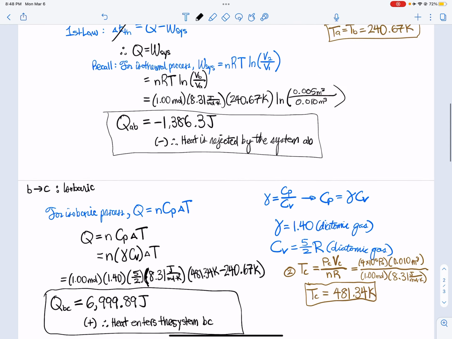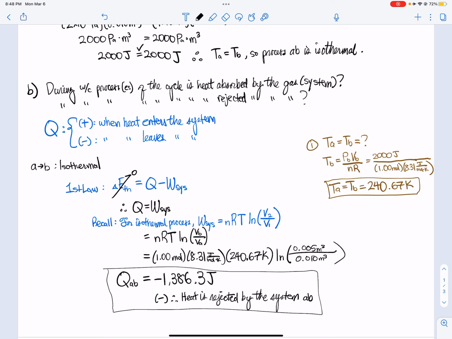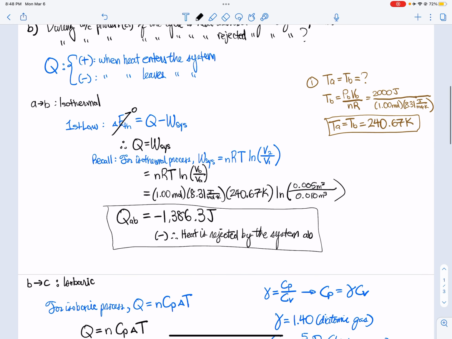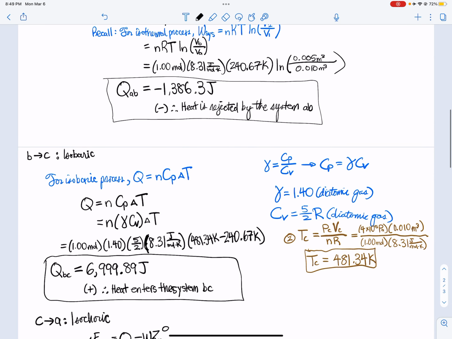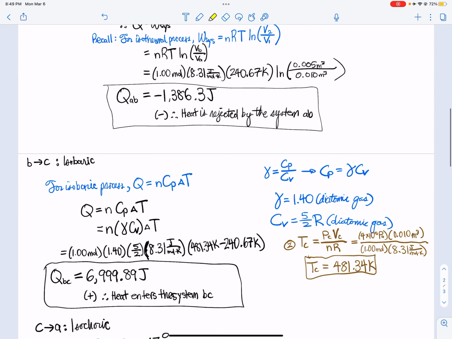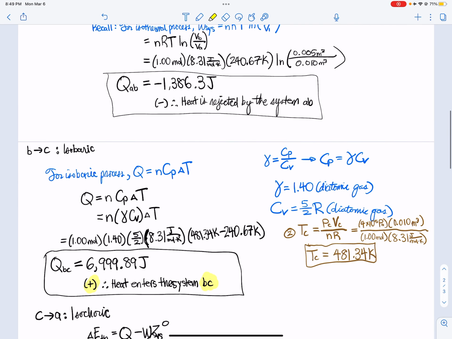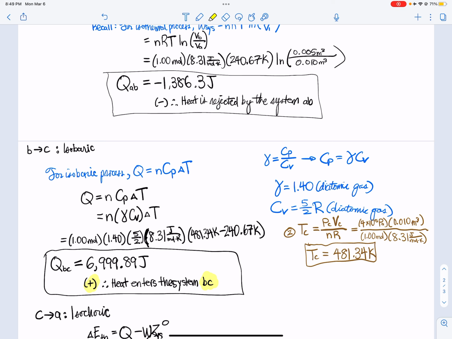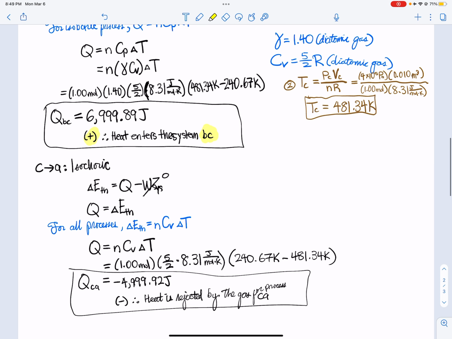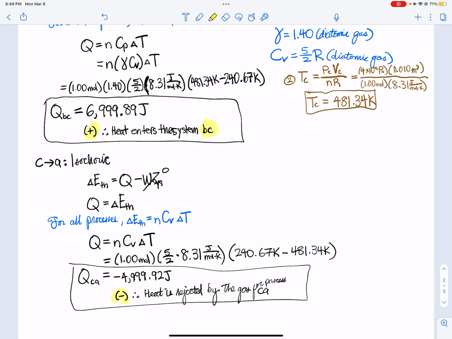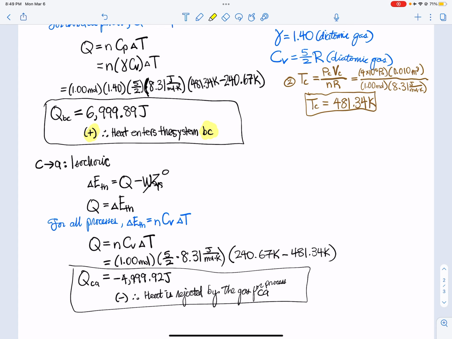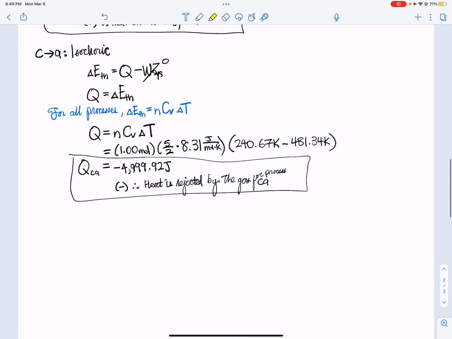So again, to answer the question in part B, during which process of the cycle is heat absorbed by the system, the answer is the heat is absorbed by the system during the process BC, right? Because we have a positive value for our heat transfer. And heat is rejected by the gas or the system in process AB, since we have a negative value, as well as in process CA, because of the negative value as well. Okay? All right, so now let's move on to part C.